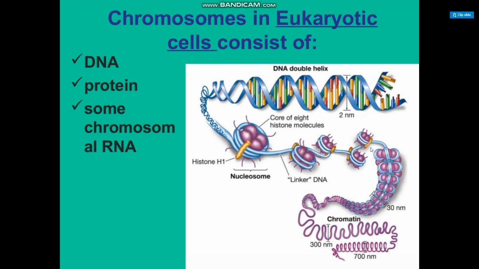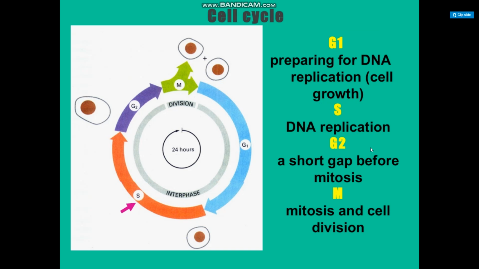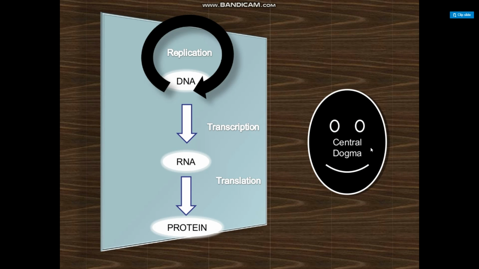So chromosomes in eukaryotic cells consist of DNA, protein, and in some chromosomes, RNA. This is the cell cycle. In G1 phase, the cell is preparing for DNA replication, and in S phase DNA replication occurs. G2 phase is a short gap before mitosis, and the last phase is M phase. Mitosis and cell division occur in M phase. This is the cell cycle.